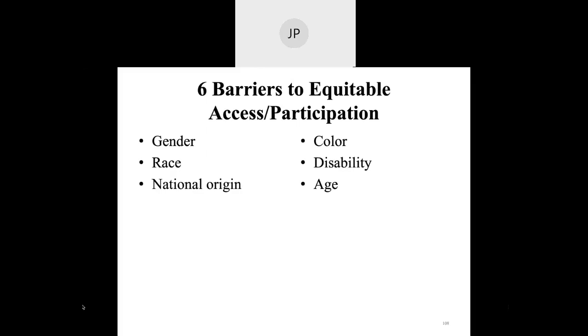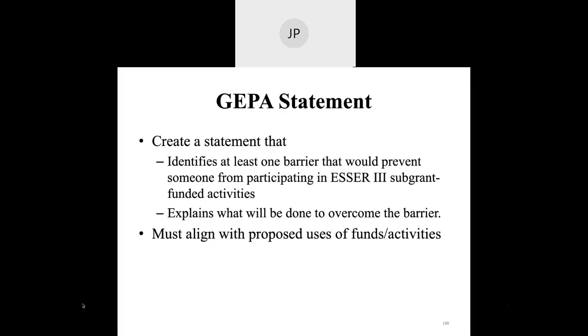There are six barriers to equitable access and participation. Those are gender, race, national origin, color, disability, and age. With the GEPA statement, you are going to need to create a statement that identifies at least one of those barriers that would prevent someone from participating in an activity that would be funded by the ESSER III subgrant. You then need to explain what will be done to overcome that barrier. That explanation is going to need to align with the proposed uses of funds and activities.